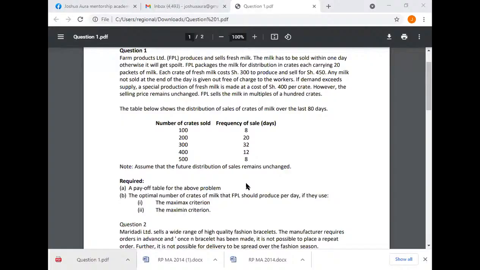Okay, so here they have asked us, ladies and gentlemen, to do what? They have asked us to make a payoff table for the problem. How will this payoff table look, ladies and gentlemen? You can see the number of crates sold here from our historical records. There are days we sold 100, there are days we sold 500. So my payoff table, I'll have to copy from this.